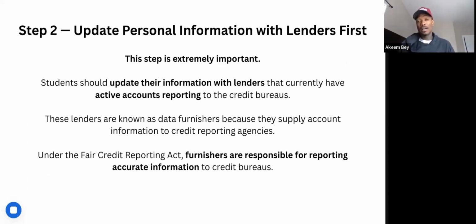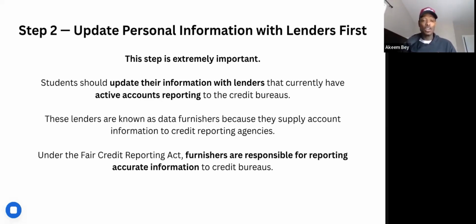Step number two is to update your personal information with your lenders first, right? A lot of people teach, oh, go to the credit bureaus. No, the lender is the source of the information that's being reported on your credit report. This step is extremely important. You should update the information with your lenders that currently have active accounts reporting to the credit bureaus. So we're not going back to the charge off account that's closed or the closed accounts and stuff like that. You can update information with collection companies without waiving any rights or anything like that. But typically, we just want to do it with lenders that have open and active accounts reporting.